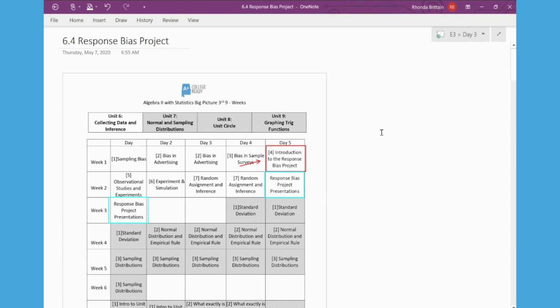In Unit 6 for the Algebra 2 statistics, there's a project that students will be assigned on response bias. This is actually assigned during the first week. Students will have already seen some lessons on types of bias and also a few graphical displays for categorical data. But part of the project is that they're going to design an experiment, and the experiment lessons are going to come a couple of days after. So you'll assign during the first week so they can start thinking about what question they may want to answer. And then at the end of the unit, they'll be able to have a couple of days for presentations.